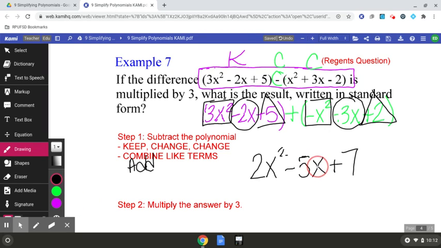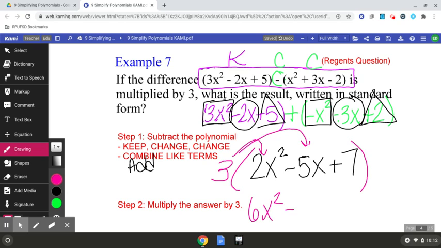So then the question said that they wanted you to take the difference, meaning this answer that we just got, and multiply it by 3. So I wrote that in my steps. What they were asking us to do is take this whole answer and multiply it by 3. So every term has to be multiplied by 3, which means we have to distribute it. So 3 times 2 would be 6x squared. 3 times a negative 5x is negative 15x. And 3 times 7 is 21.